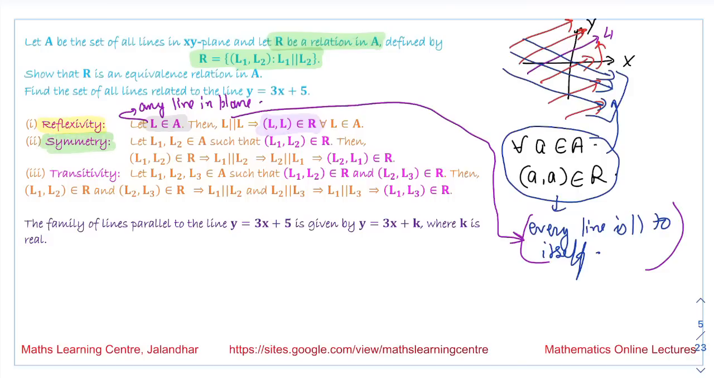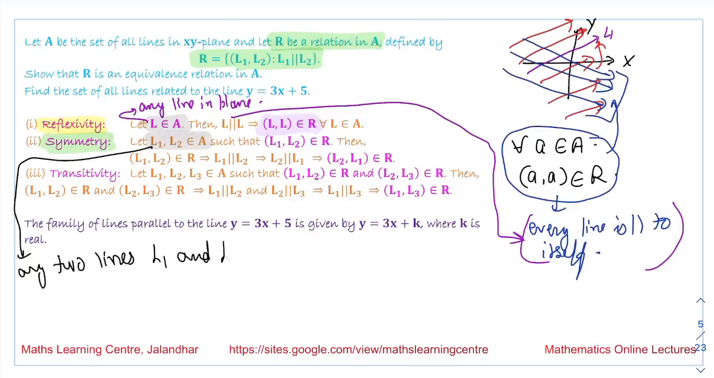So symmetry means let L1, L2 belong to A. We are having two lines now. We are considering any two lines L1 and L2. Now look at this condition very carefully. We have considered any two lines L1 and L2, and they are satisfying this condition that (L1, L2) belongs to R. That is, L1 is parallel to L2.